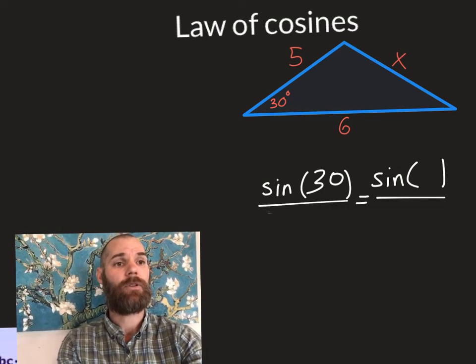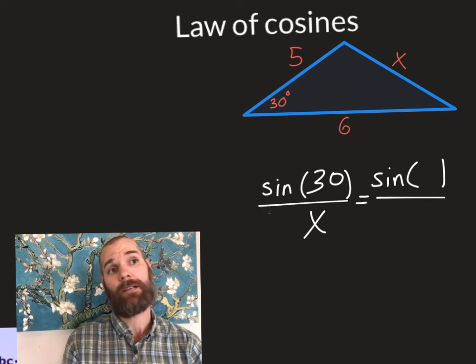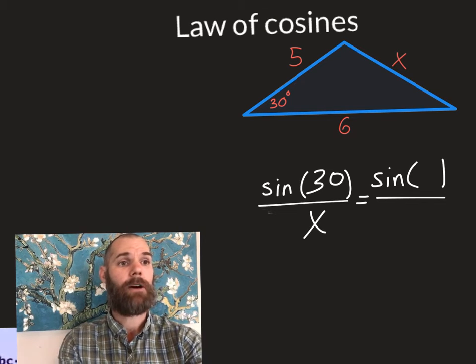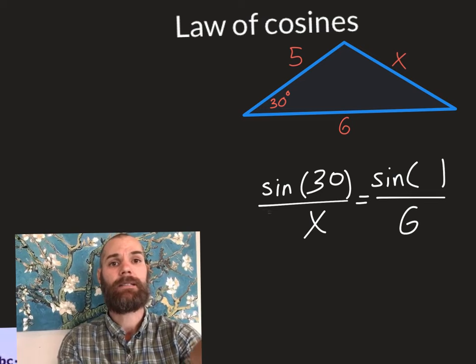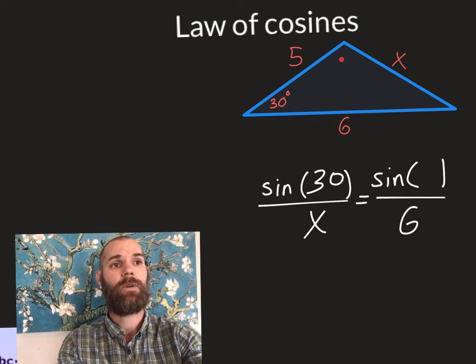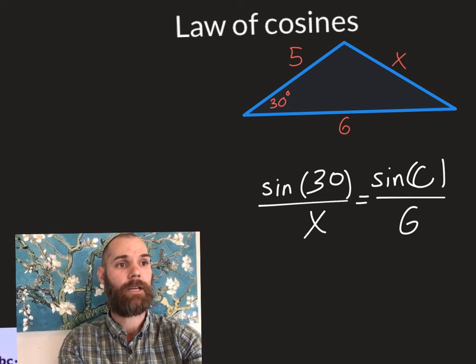So I could go sine of 30 degrees divided by x, and then I have an option of either using the side of 6 or the side of 5. Either way, I don't know the angle across, so it doesn't really matter. Maybe I'll just pick the side of 6, kind of randomly. And if I pick the side of 6, what's the angle opposite it? I don't know. So I could call it theta or something.